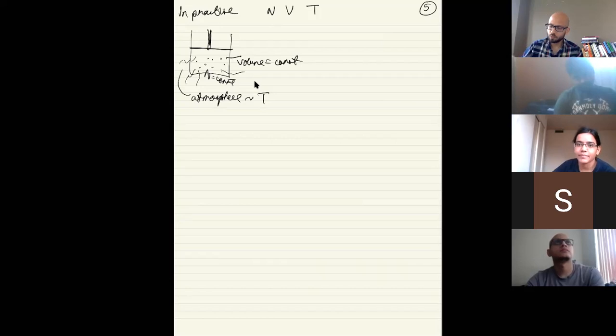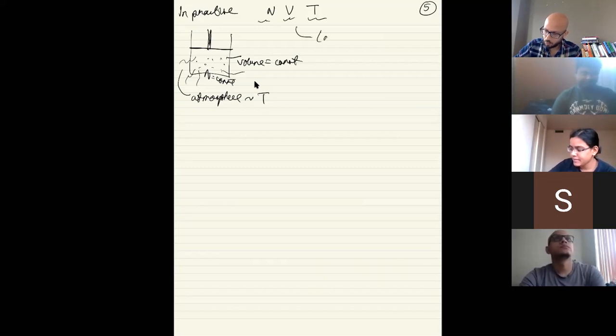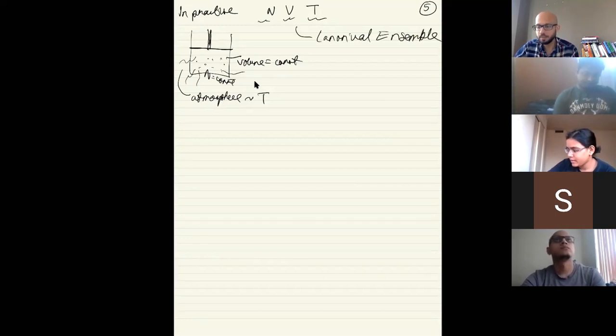So in practice, it is easy to create an ensemble which is at fixed number, volume, and temperature. Such an ensemble is called a canonical ensemble. Just like the microcanonical ensemble was called the NVE ensemble, often this is also called the NVT ensemble.